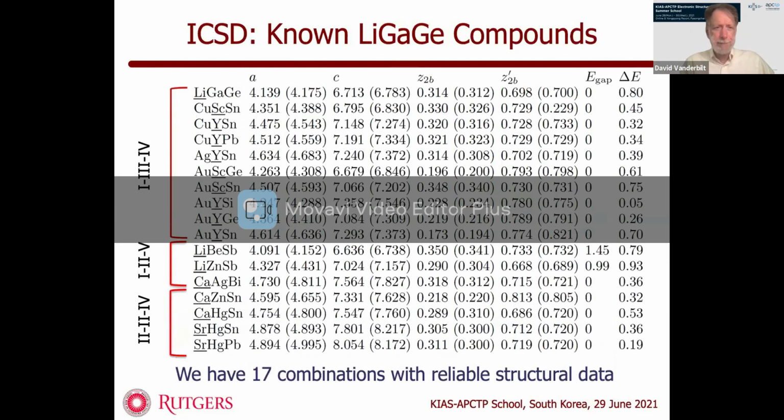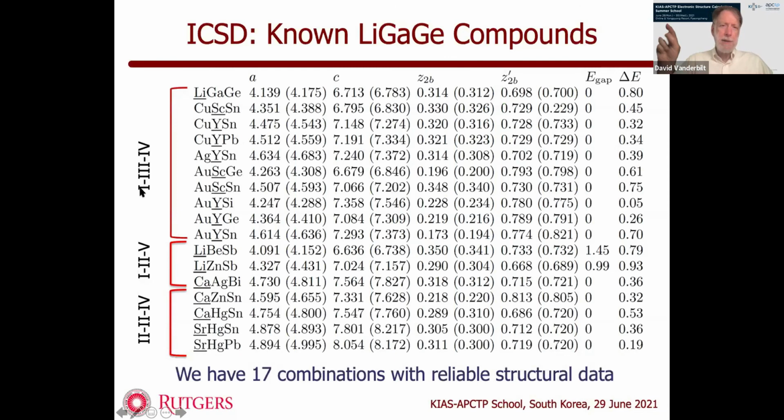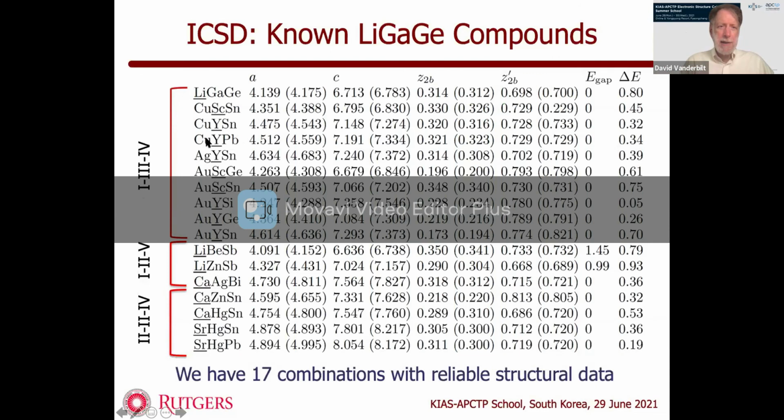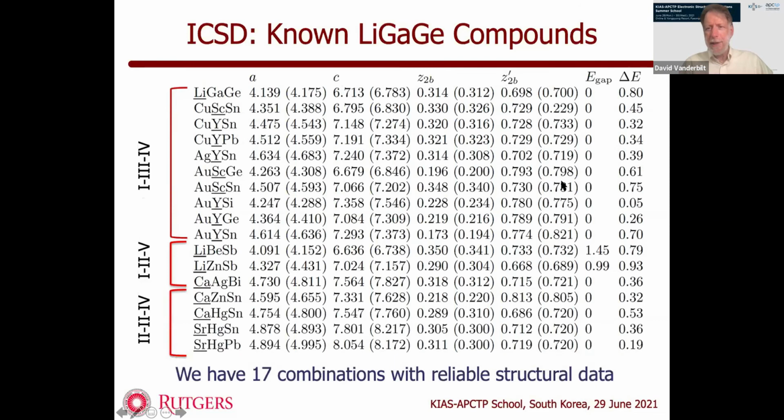So here's a list of some of these known compounds. This notation 1-3-4 means that the A, B, and C atoms come from column 1, column 3, and column 4 of the periodic table. The numbers in parentheses are experimental lattice constants. This is the c lattice constant. These are internal coordinates. So again, you see the density functional theory reproduces the structure pretty well. These are relaxed DFT calculations.